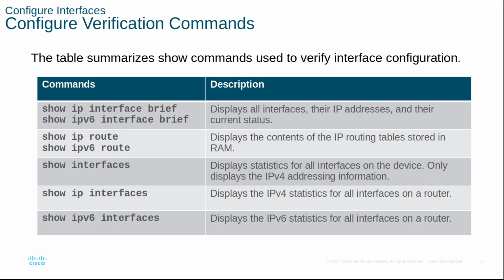So show IP interface brief and show IPv6 interface brief. Those are usually my go-to. You might want to look at the routing table as well. Show IP route or show IPv6 route. If you're dealing with IPv6, IP of course for IPv4. Show interfaces will give you all the information about all the interfaces on the device. IPv4 only. Show IP interfaces gives you the IPv4 information for the interfaces on the router, and show IPv6 interfaces, same thing but for IPv6.